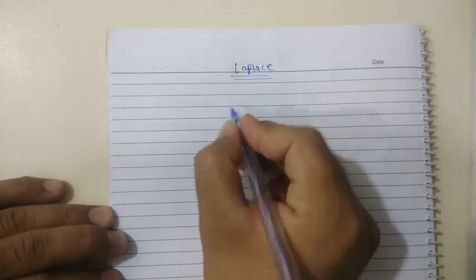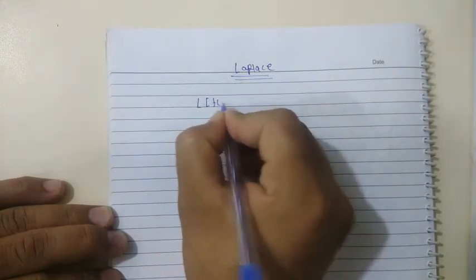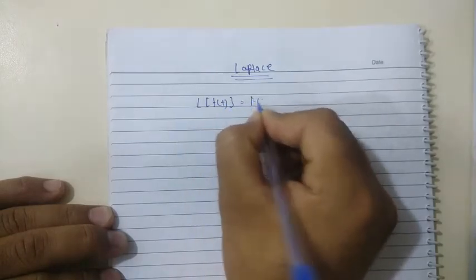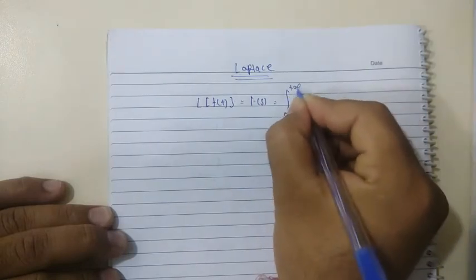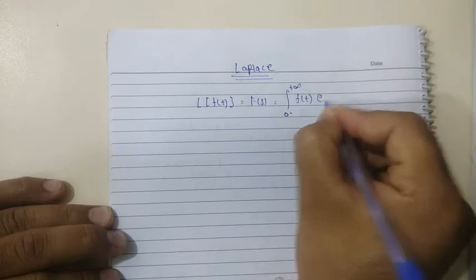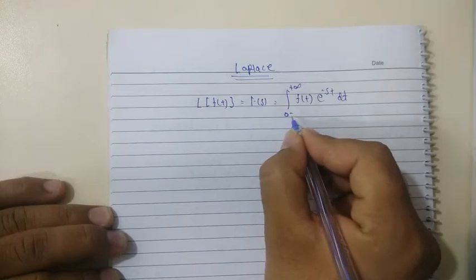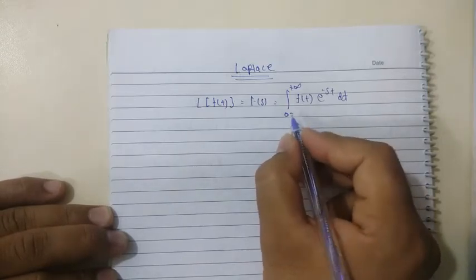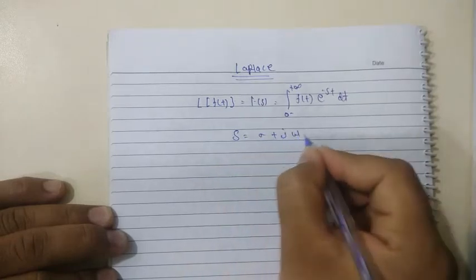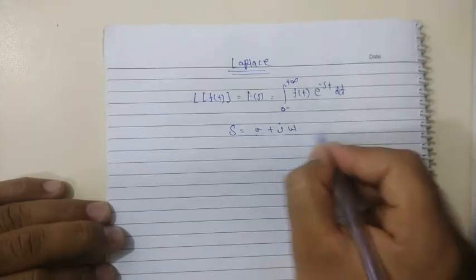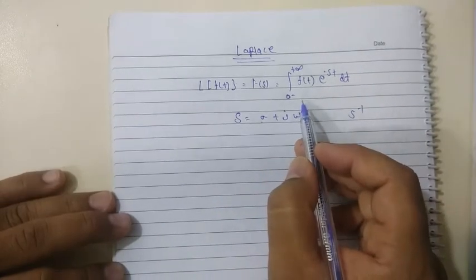Let's start the Laplace transformation. The definition or formula can be written as: the Laplace transformation of signal f of t, also known as capital F of s, is given by the integration, lower limit 0 negative, upper limit infinity, of f of t e to the power minus st dt. Here the lower limit is 0 negative. It includes any discontinuity and abnormality at the origin, and s is a complex number given as sigma plus j omega. Sigma is a real quantity and omega is an imaginary quantity, and the unit of s is the inverse of the second. It is known as the unilateral Laplace transformation.